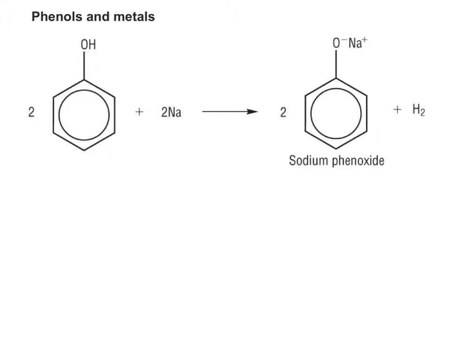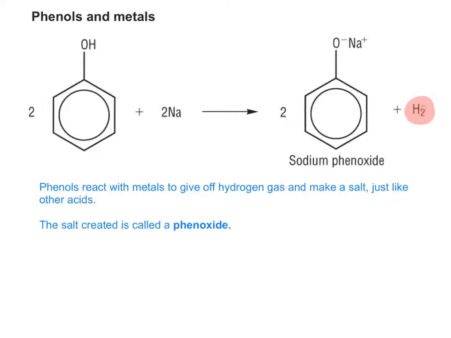So in a similar way, because metals react with acids, you'd expect metals to react with phenols because we've just talked about phenol's weak acid behaviour. And if you were to put some sodium, for example, into phenol, you'd be able to see fizzing, and the fizzing this time would be hydrogen given off. So like any other acid, you'd get a salt and hydrogen produced, and the salt created in this case would be called a phenoxide. So in this particular example, it would be called sodium phenoxide.